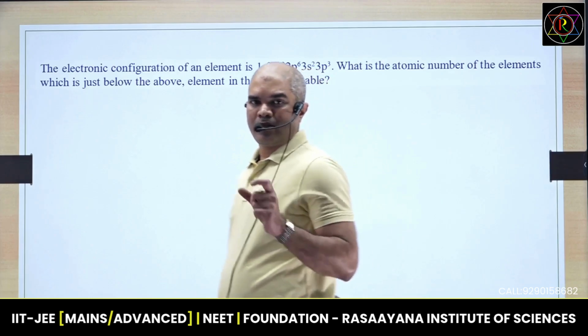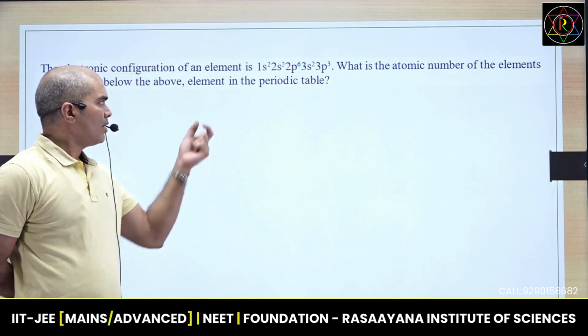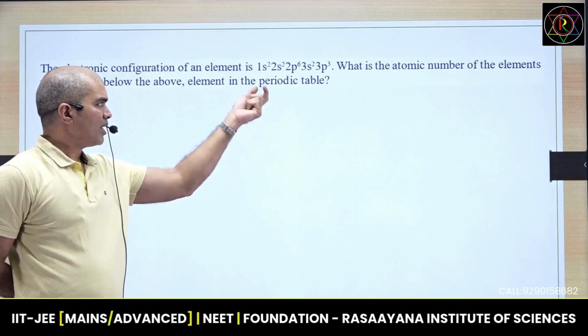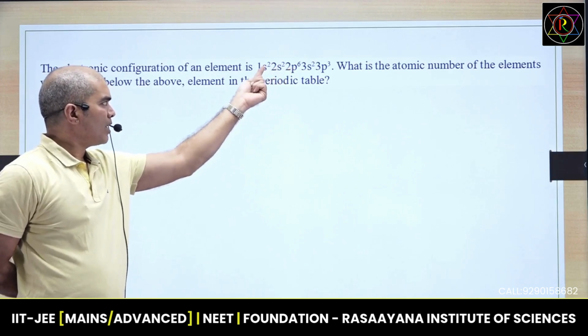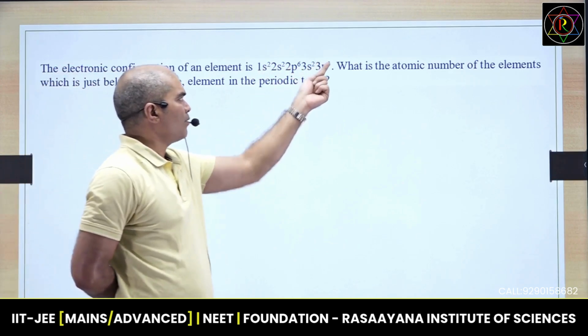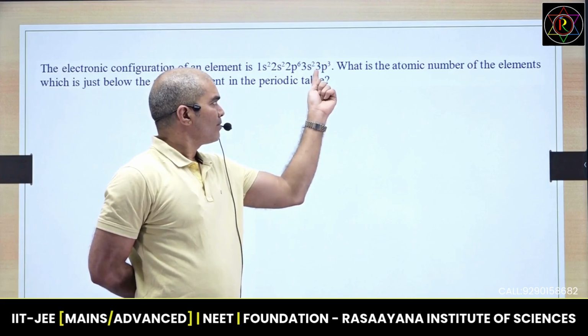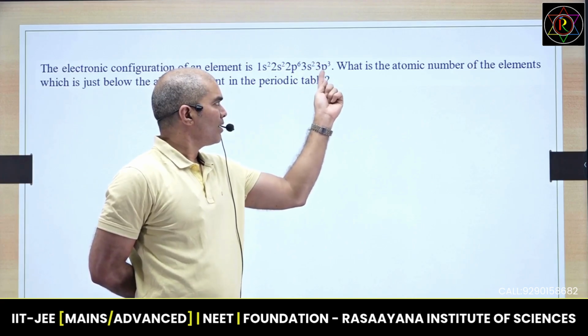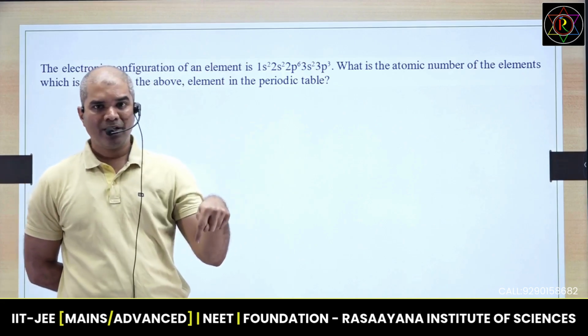What is the strategy that you have to apply? The configuration is 1s2, 2s2, 2p6, 3s2, 3p3. So altogether it is 6 plus 2, 8 plus 2, 10 plus 2, 12 plus 3, 15 electrons. It is present in the third period. What is the next element? It means what is the element in the fourth period.